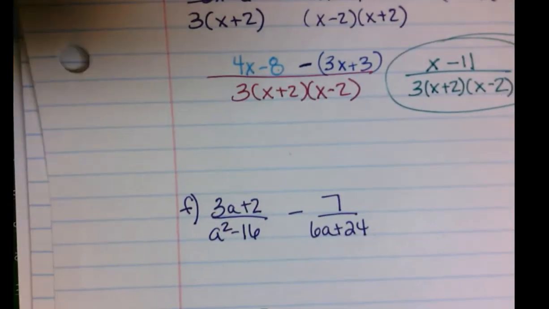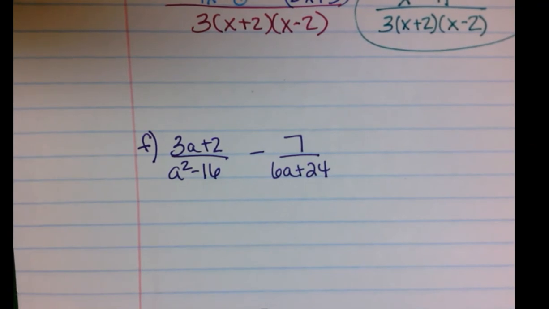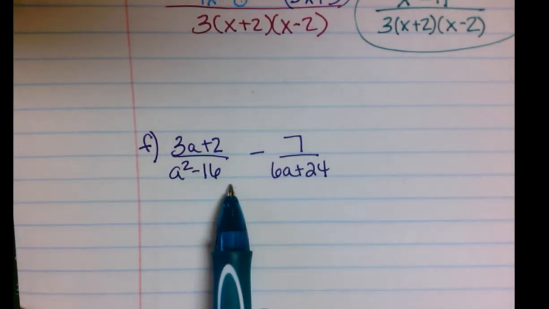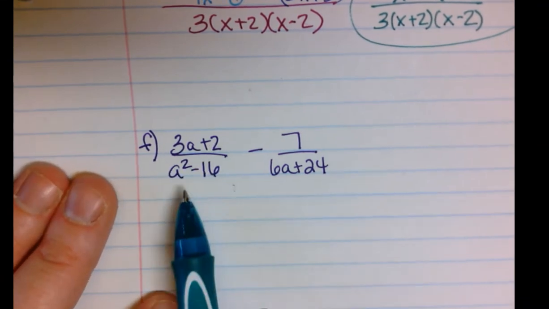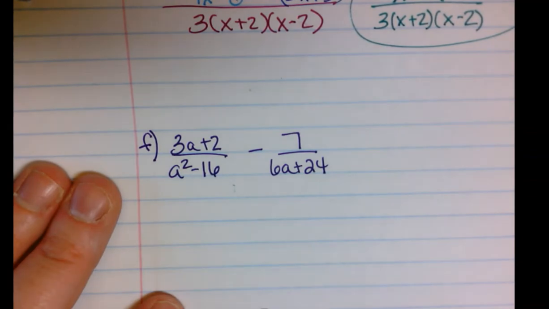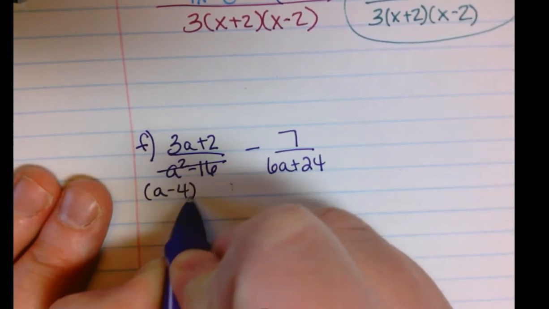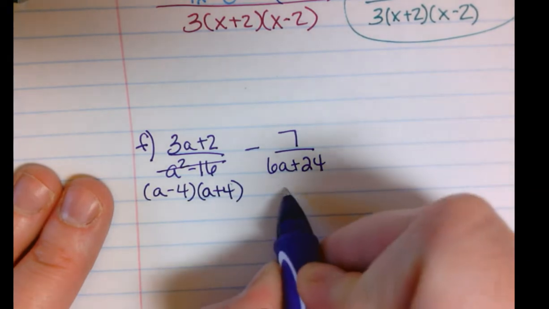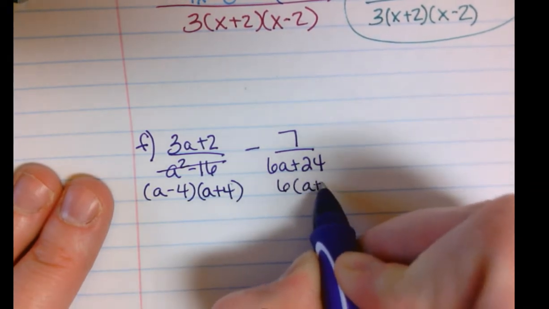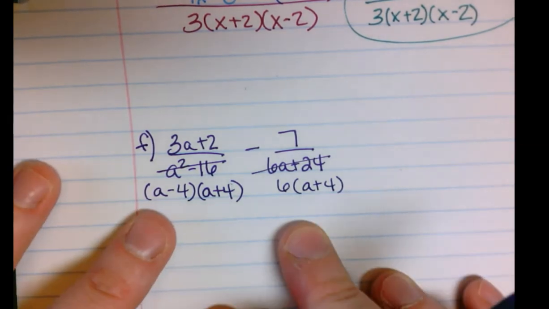So on this one here, things that I can factor. So I'm going to factor here. 3a plus 2, can't factor anything out. This here, the a squared minus 16, I'm going to re-look at that as a minus 4 and a plus 4. This here, I can factor out a 6. So I'm going to see 6, a plus 4. It just helps me see what I need. Same denominators, just looking at it in a different way.